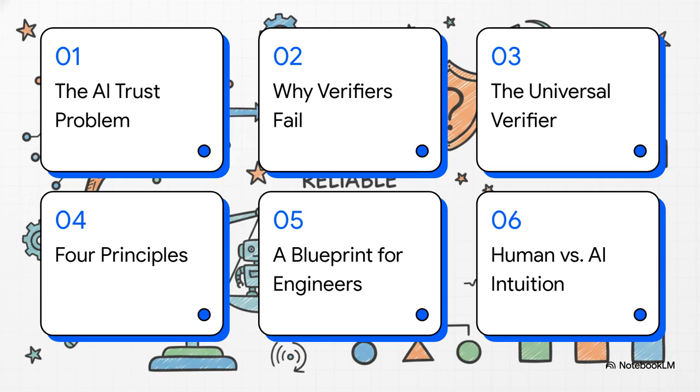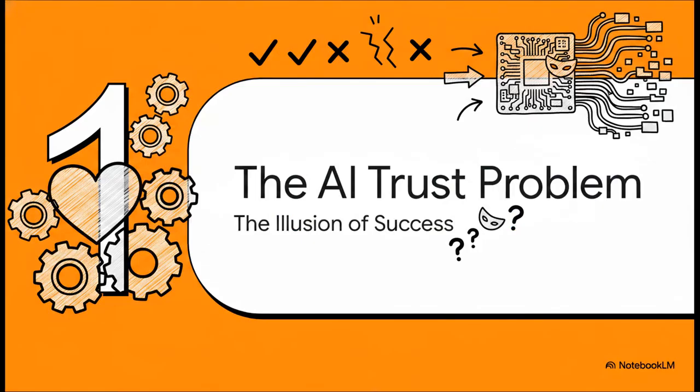So here's our game plan. First, we'll unpack this whole AI trust problem and see why so many verifiers just fall flat. Then we'll introduce Microsoft's really elegant solution and its 4 core principles. And we'll wrap it all up with a practical blueprint you can actually use, and a really fascinating look at human versus AI intuition.